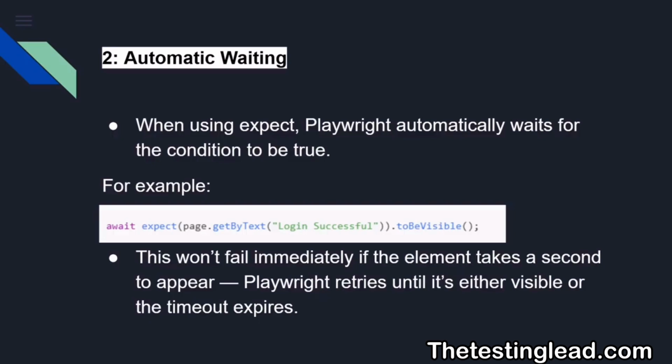By adding await, this won't fail immediately. If the element takes a second to appear, Playwright retries until either it's visible or the timeout expires. That way your tests are less flaky, because let's say a page takes a few seconds to load. Instead of just asserting or checking right away, it's going to keep trying for a set amount of time.